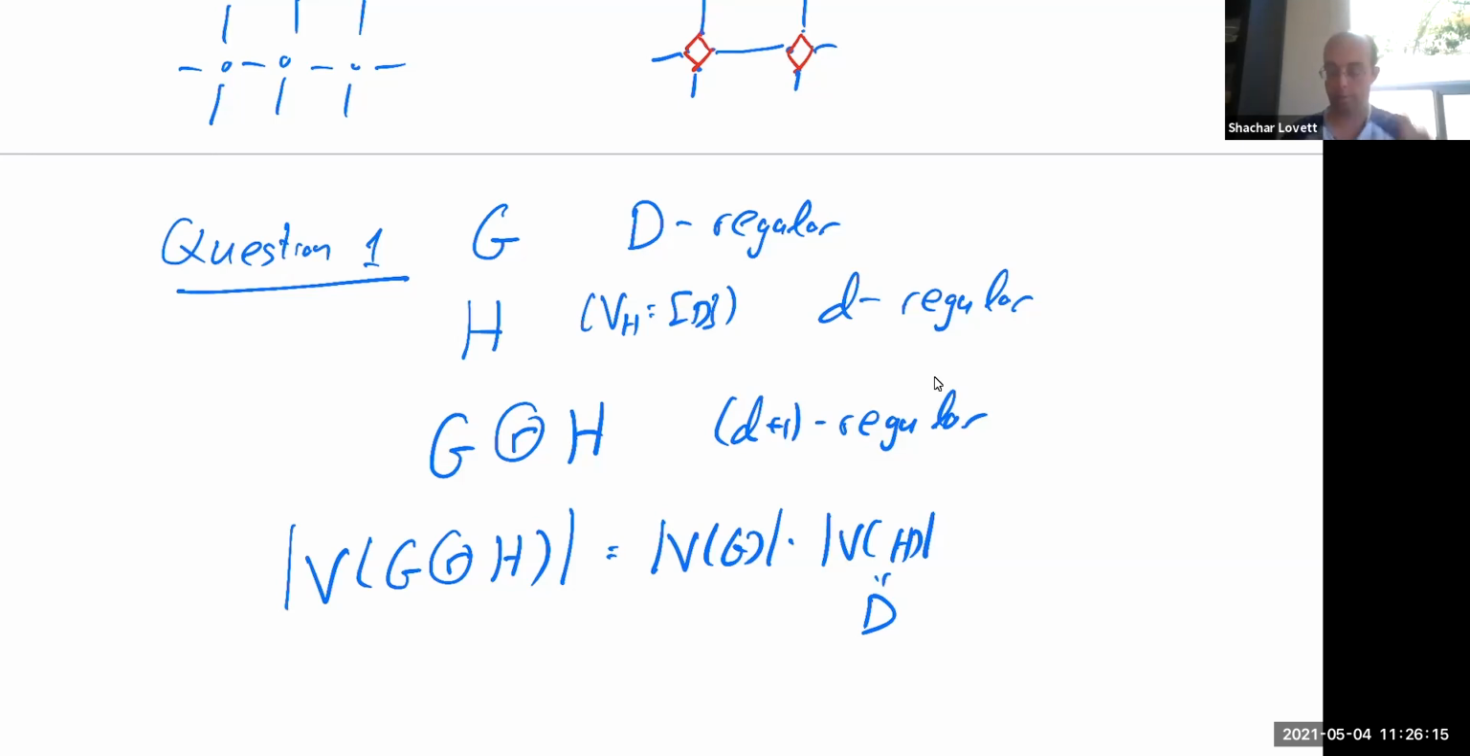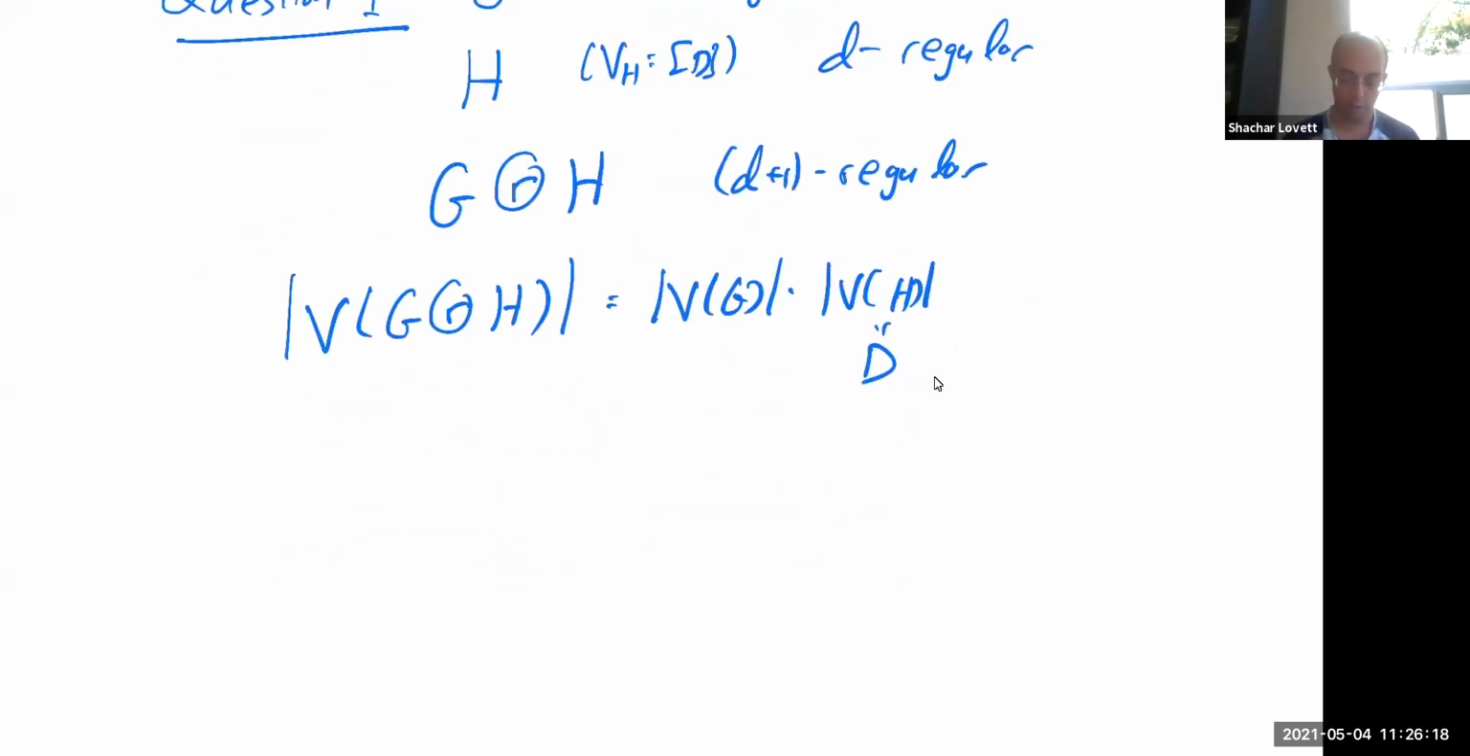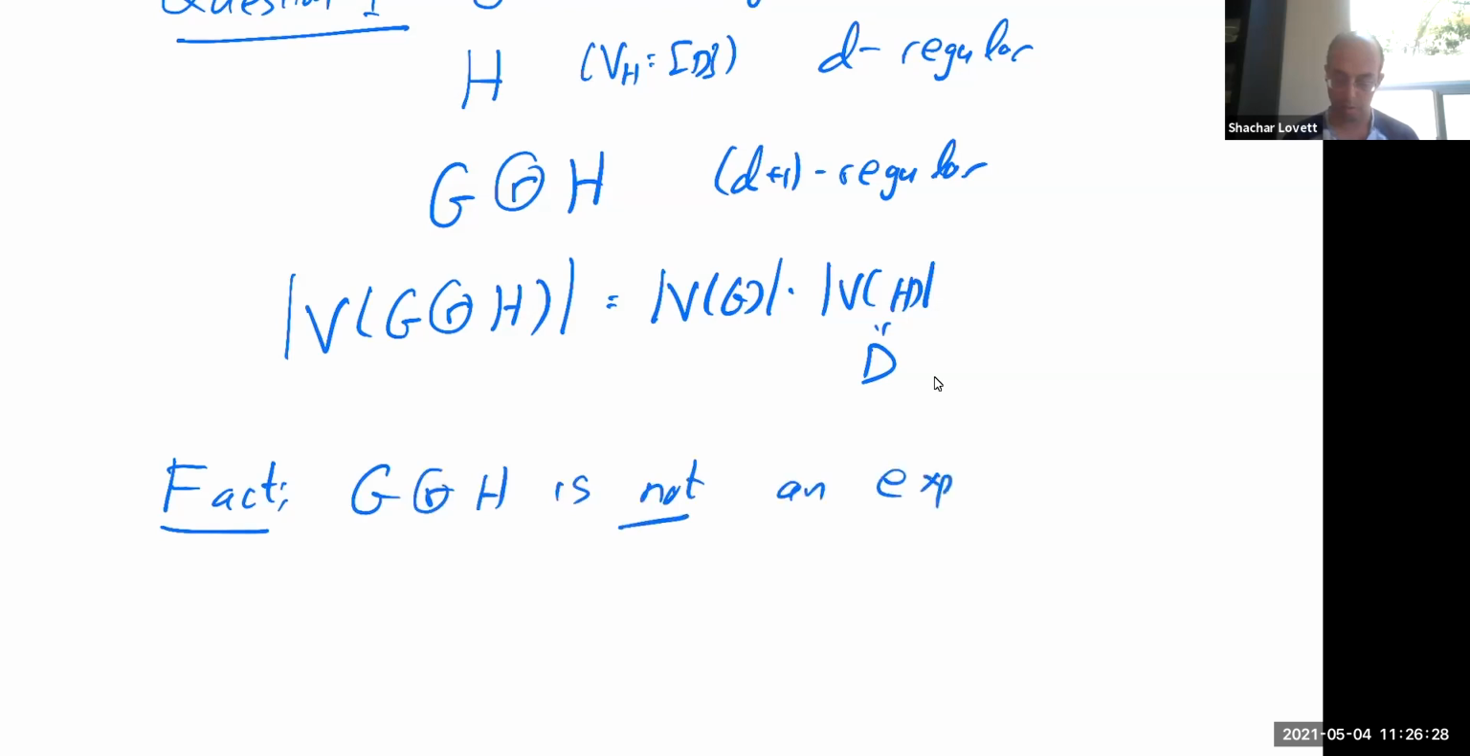Unfortunately, that's not the case. So here's the fact. G replacement H is not an expander, even if G and H are expanders. So this is a very nice product, but it doesn't maintain expansion, and let's see why.